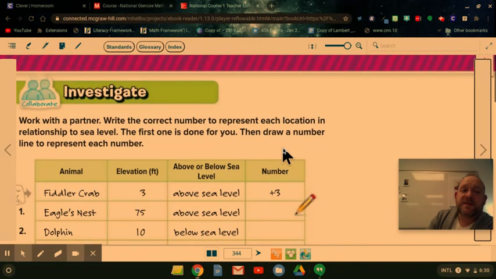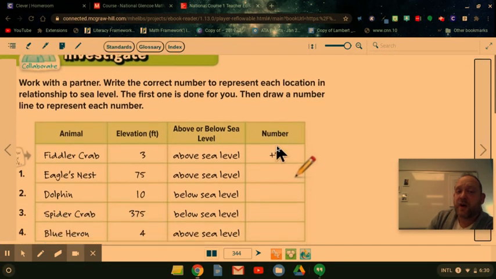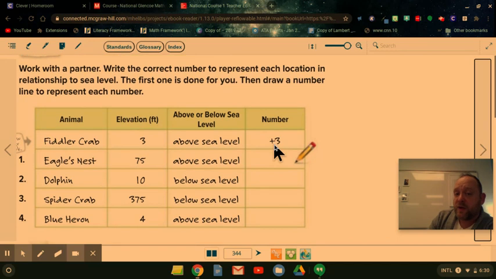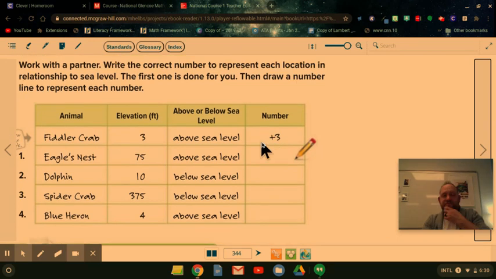All right. So this next section says investigate and work with a partner. If you have someone to work with at home, feel free to do so on this next part. So it says work with a partner and write the correct number to represent each location in relationship to the sea level. The first one's done for you. Then draw a number line to represent each number. We'll talk about what the number line would look like in just a few minutes, but the first thing we need to do is fill in our chart.